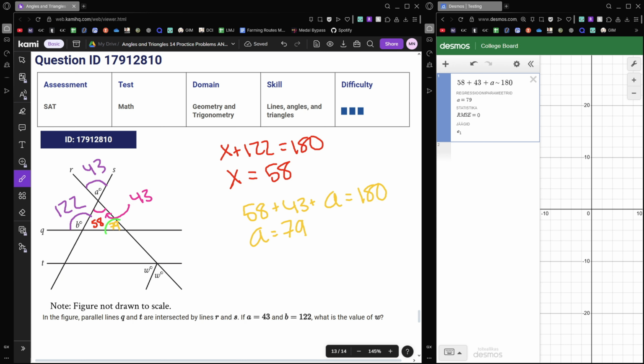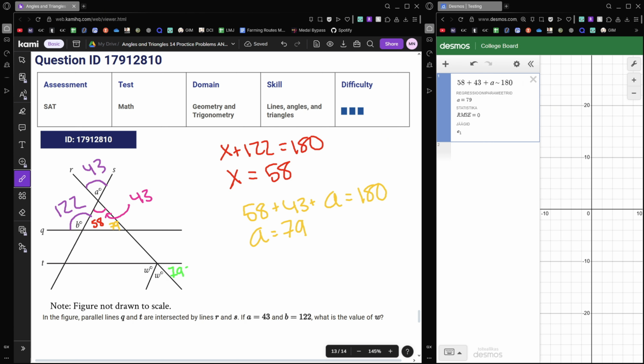Then, these two angles are alternate exterior angles. And that's because they are on the exterior or outside of the parallel lines, and they're also on alternate sides or opposite sides of the transversal. So, alternate exterior angles will have the same measure, so that means this angle down here will also be 79 degrees.